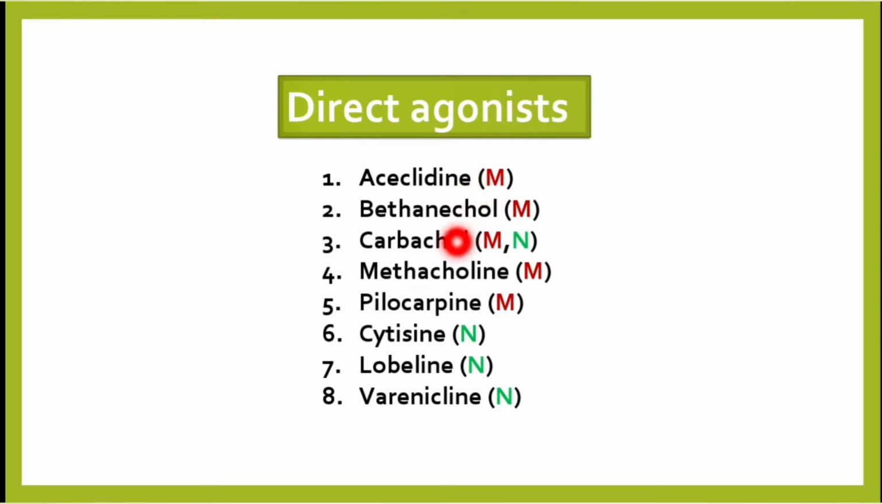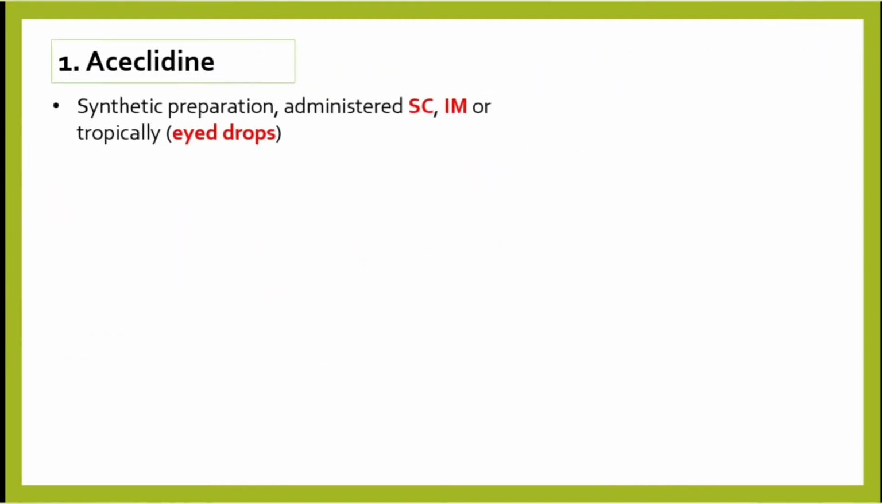In this video, we are going to focus on direct cholinomimetics, and we are going to cover aceclidine, Bethanechol, Carbachol, Methacholine, Pilocarpine, Cytisine, Lobeline, and Varenicline. In front of every drug, I wrote the receptor. Aceclidine, Bethanechol, Carbachol, M is mainly muscarinic. Carbachol has effects on nicotinic too, but mainly muscarinic. Then Cytisine, Lobeline, and Varenicline are specifically nicotinic. So let's cover them one by one, starting with aceclidine.